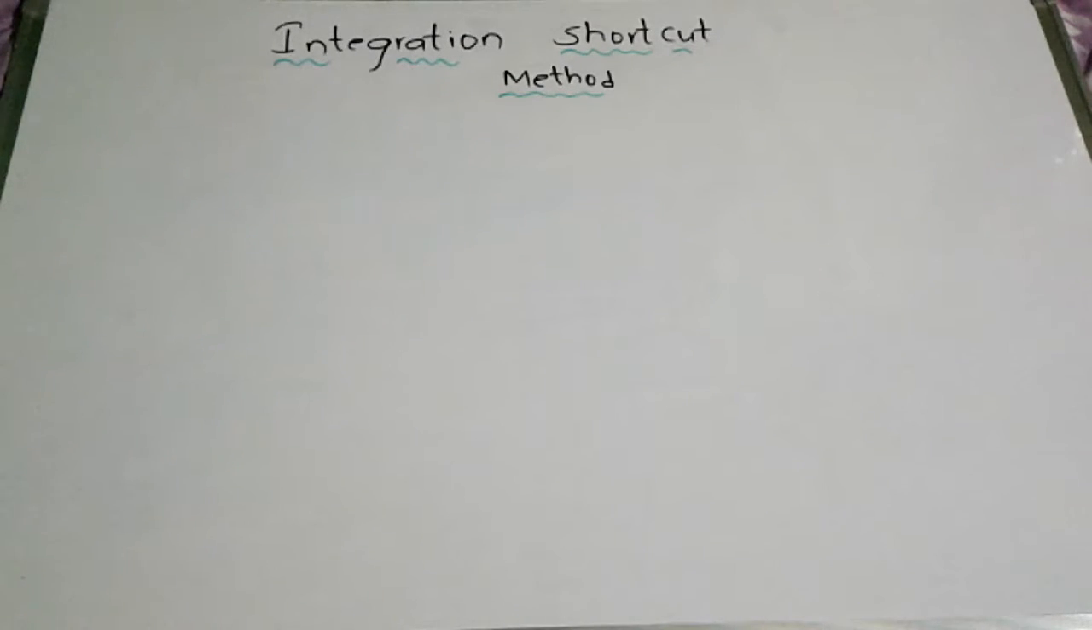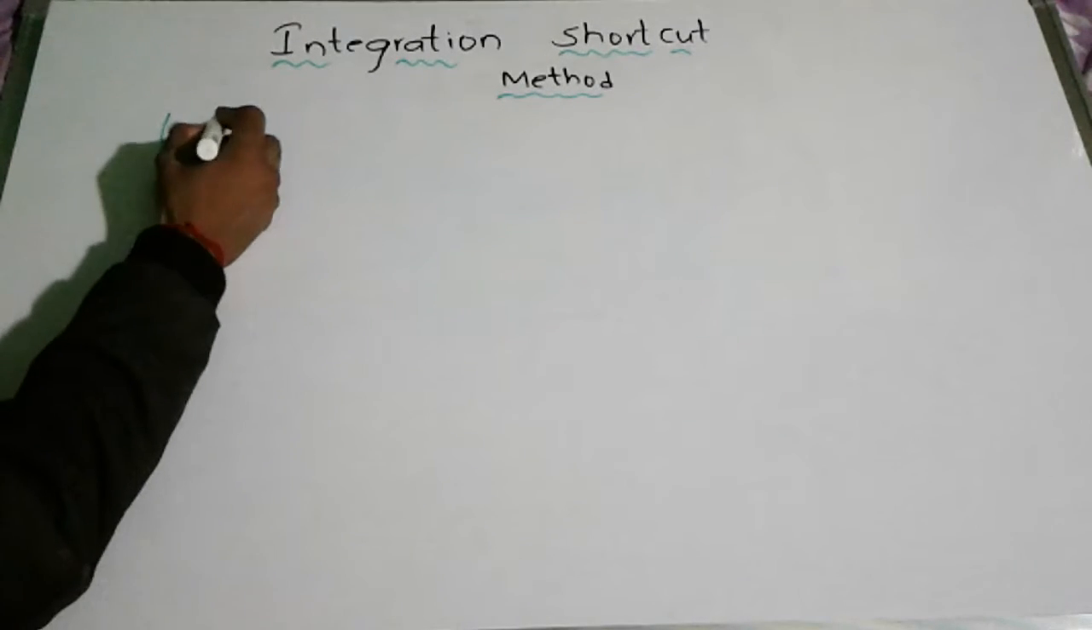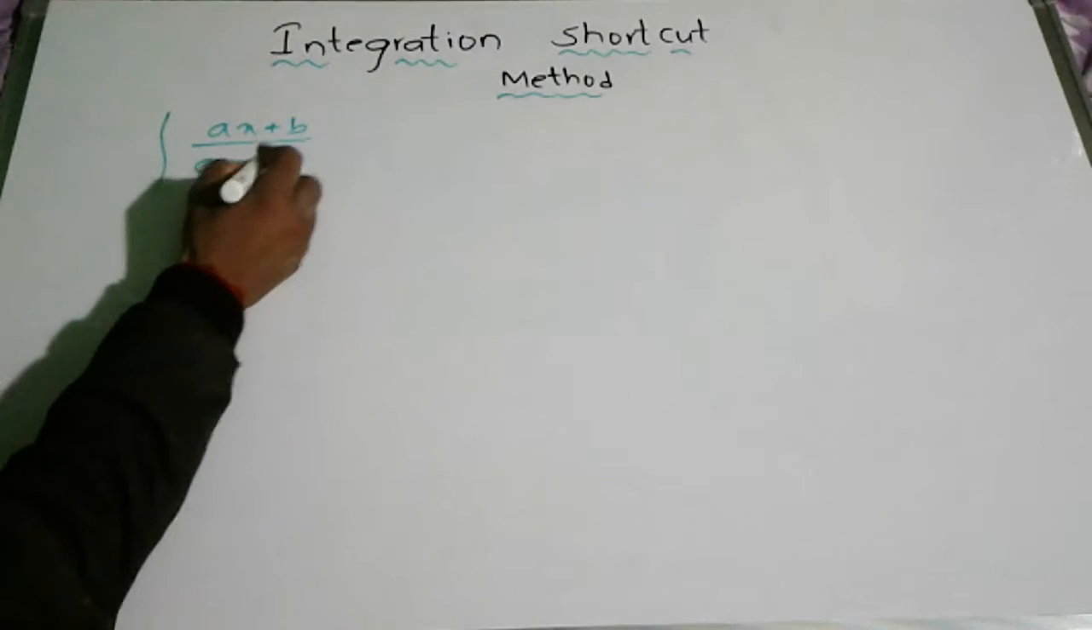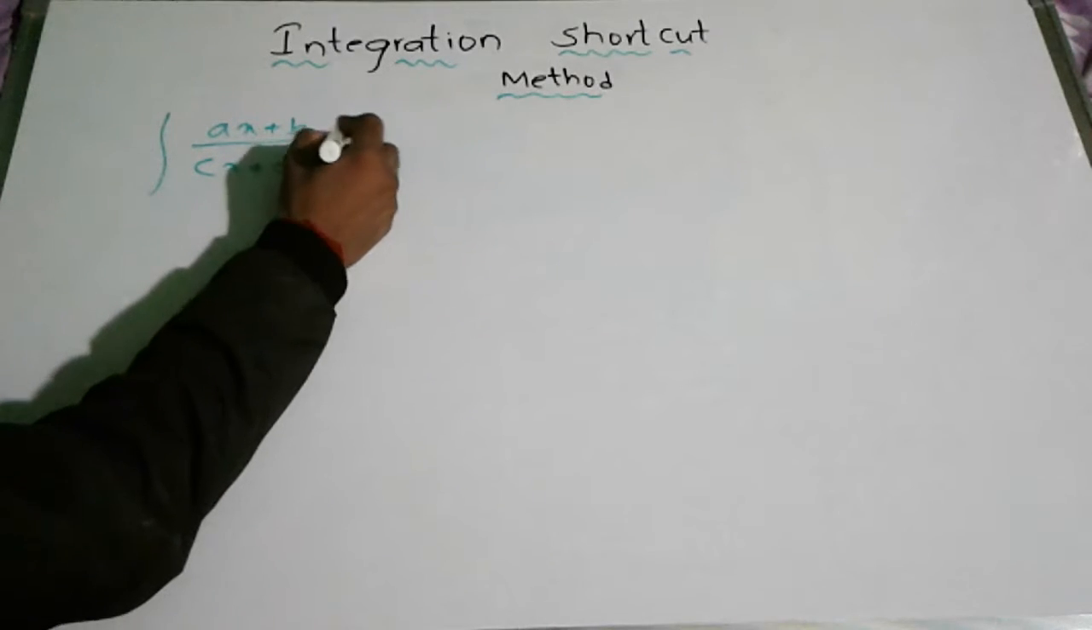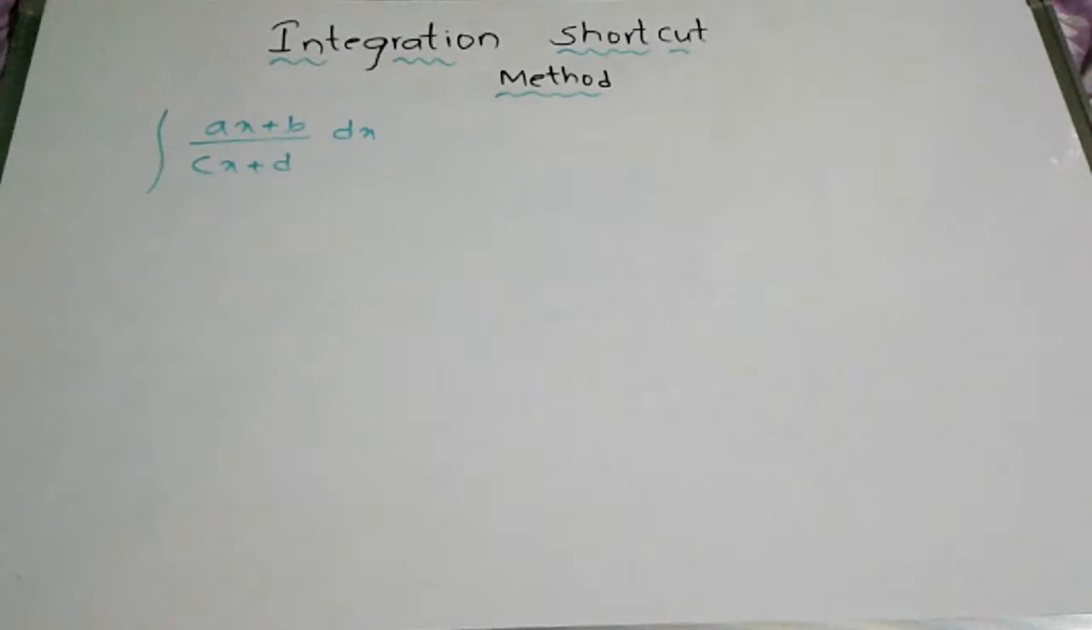Today I came up with a new shortcut method of integration to calculate a standard format. And let's begin the video. First of all, I want to say what that standard format is. That is the integration of (ax + b) upon (cx + d) dx, and this is the standard format, right?